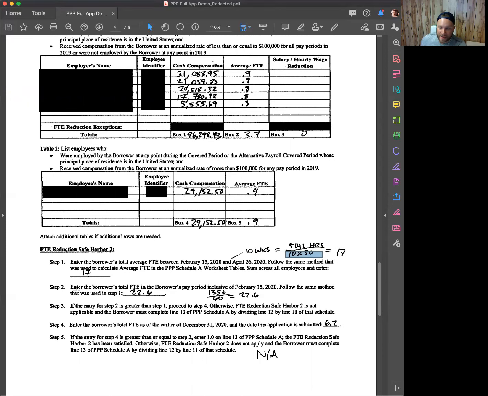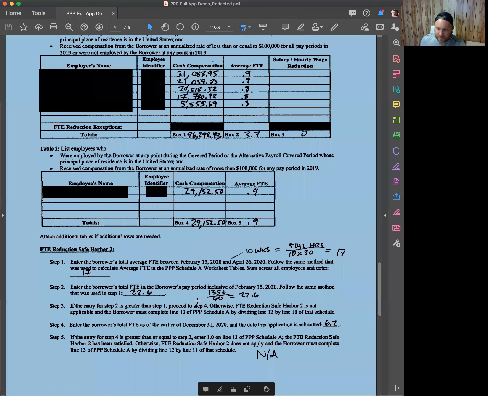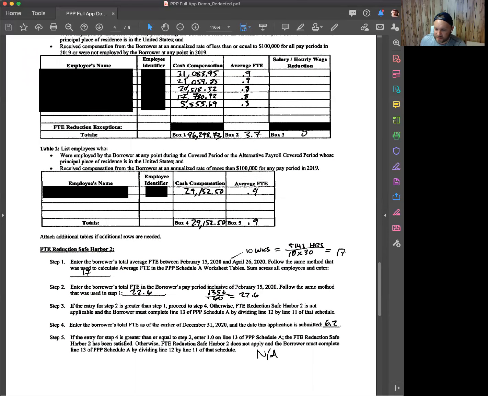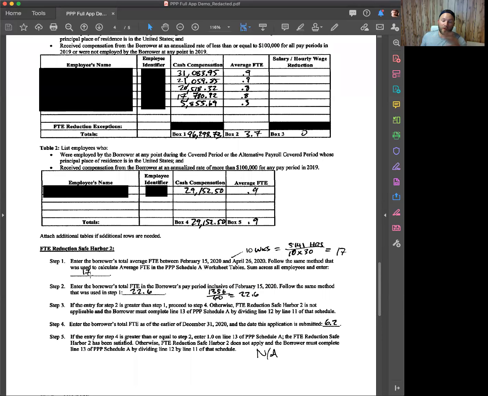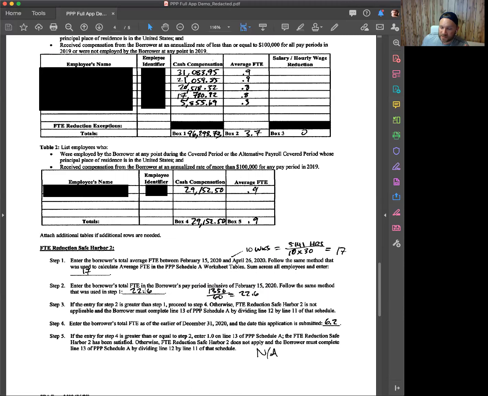All right, now enter the borrower's total FTE for the pay period that included February 15th. Follow the same method that was used up there. Easy. In this case, I used just that one pay period, and it was 1356 over the 60 hours of the pay period, which gave me 22. So what does this establish so far? It says that my average from February to April is 17, but what it was at the beginning of that period was 22 and a half, almost 22.6.